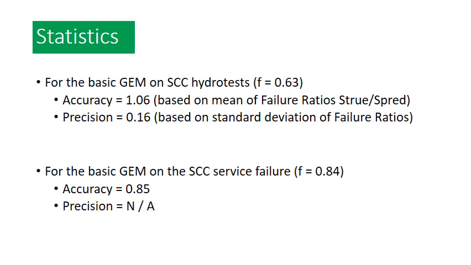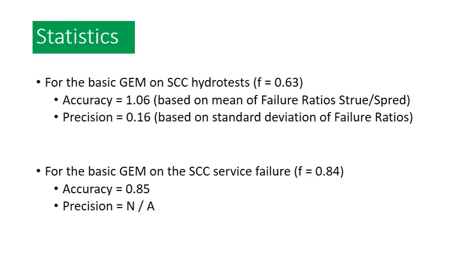Now, if I look at the statistics, if I take those hydro test values and put in a correction factor of 0.63, the average, like I plotted, I have an accuracy for the model of 1.06, based on the mean of the failure ratios, where the failure ratio is defined as the true failure strength divided by the predicted failure strength. So it's a little bit conservative. And the precision there is 0.16, based simply on the standard deviations of those failure ratios.